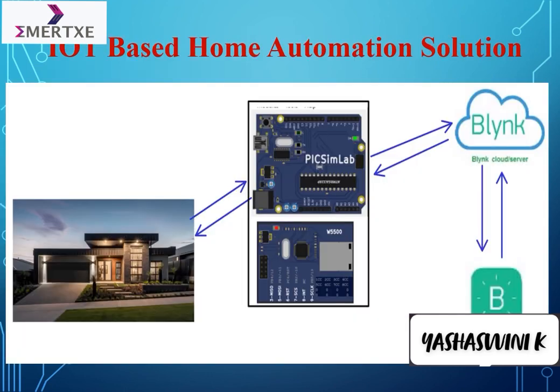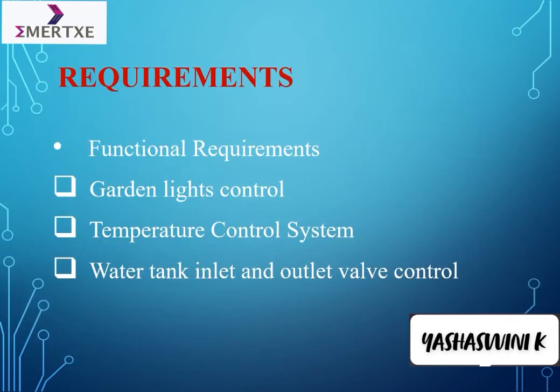IoT based home automation solution. Here we use the mobile application, which is the Blynk app, then the Blynk cloud server, then PICSimLab for the home automation solution. Next, the functional requirements. Here we have done three things: garden light control, temperature control system, and water tank inlet and outlet valve control.